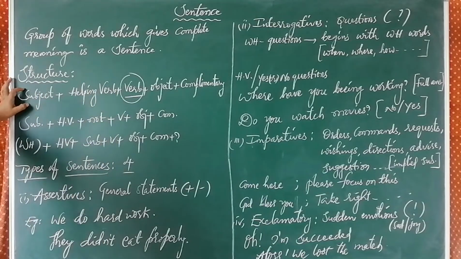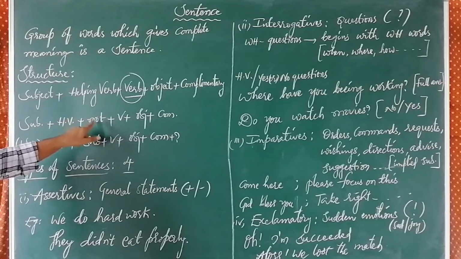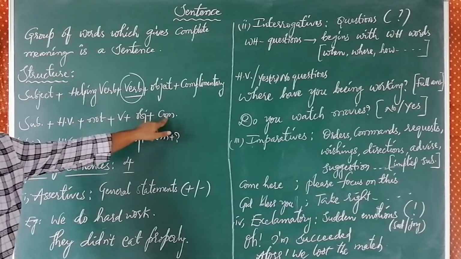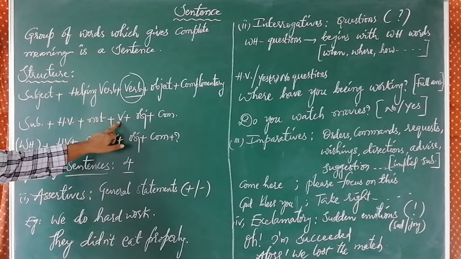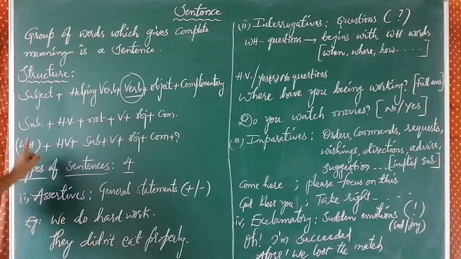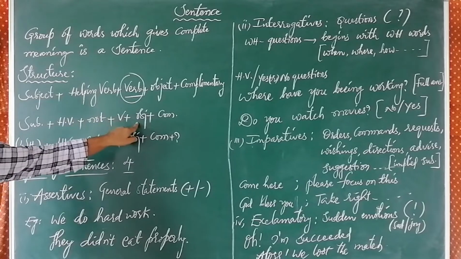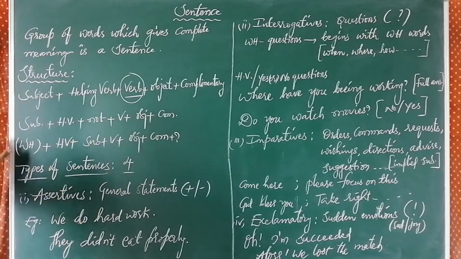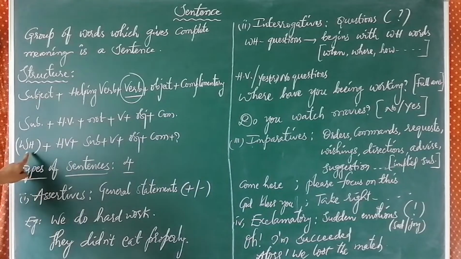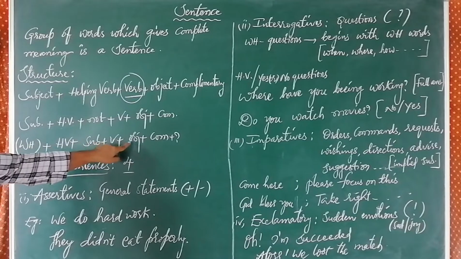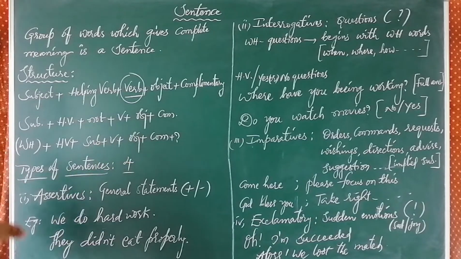And there is a positive structure and a negative structure. Subject plus helping verb plus not plus verb plus object plus complementary: We are not playing cricket now. This will be the negative. And next, the third structure is the interrogative structure: WH word plus helping verb plus subject plus verb plus object plus complementary. And here, I have kept the WH word in the bracket.